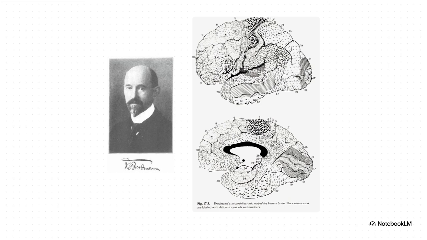So where did this whole idea of mapping the brain come from? Well, it was really pioneered by this guy right here, Korbinian Brodmann, back around 1909. What he did was incredible. He painstakingly studied the cellular structure, or what's called the cytoarchitecture, of the cortex. And based on tiny differences in how the cells were arranged, he was able to divide the entire cortex into 52 different areas, creating the now famous Brodmann map that you see on the right.